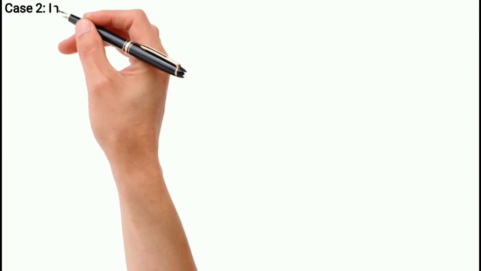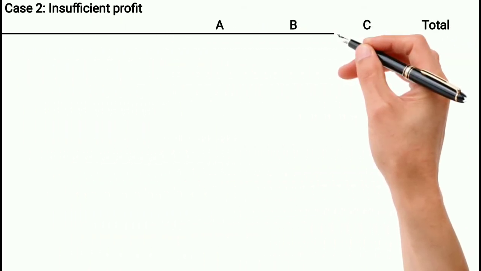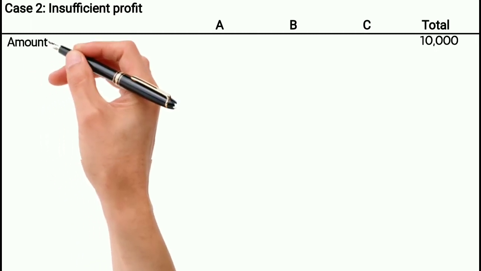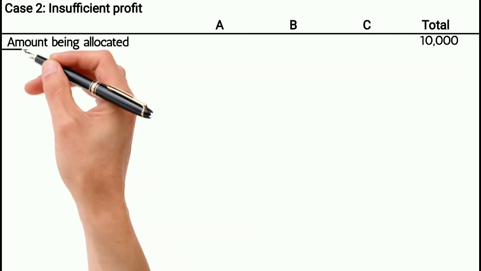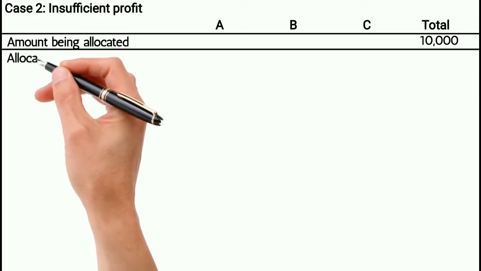Next, case 2, insufficient profit. The requirement is to compute for the partners' respective shares. But this time, the partnership earns profit of 10,000 pesos only. Yang 10,000 pesos, yan yung i-allocate natin among the partners. This is the amount being allocated. Let's now do the allocation.